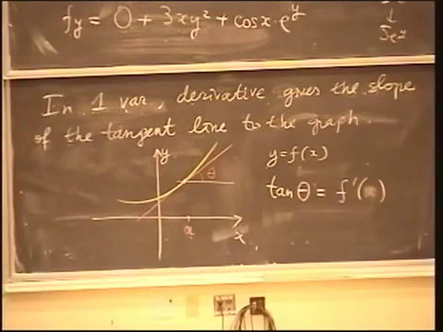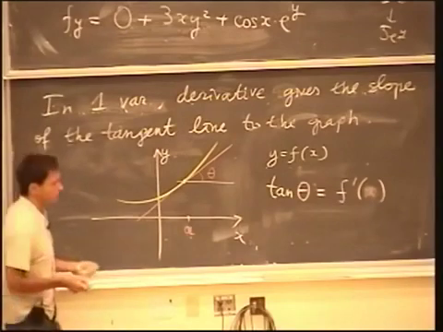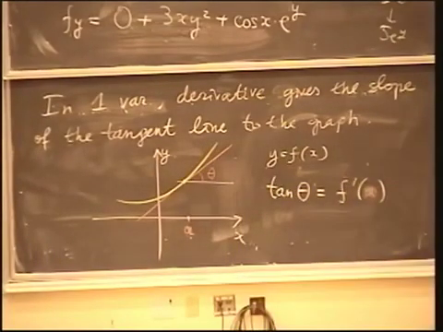Right? That's the geometric meaning of the derivative of functions in one variable. So then it's natural to ask what is the meaning for functions in two variables. To understand that, we have to look at the graph of the function in two variables. What does that look like?